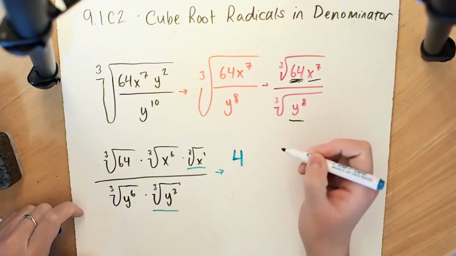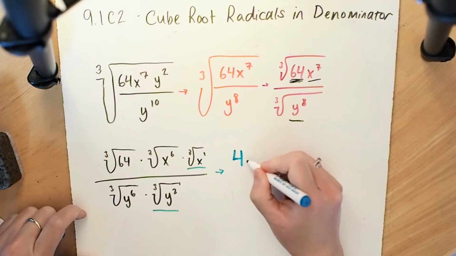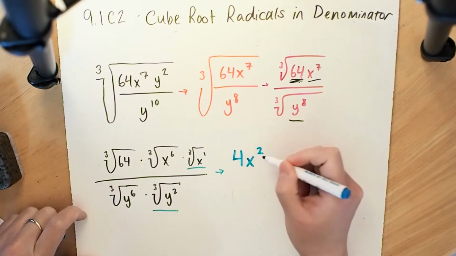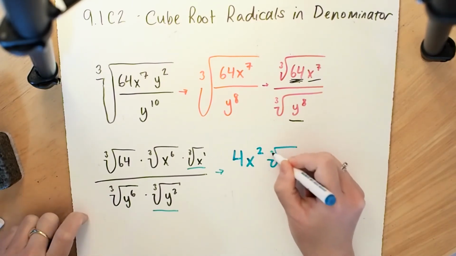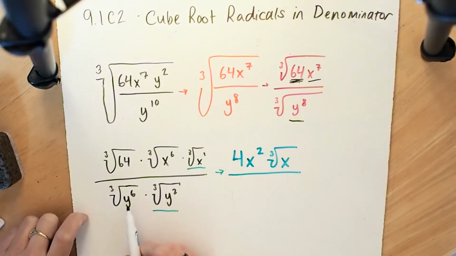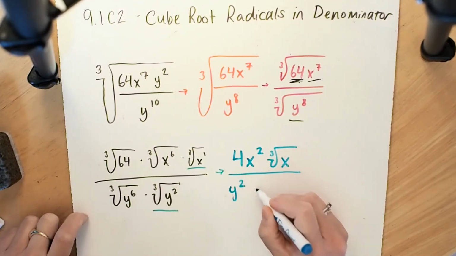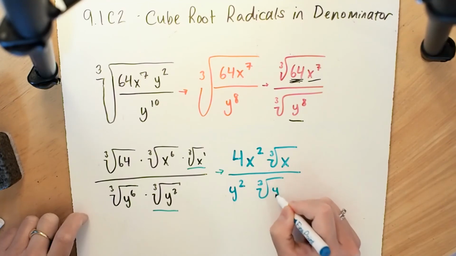Moving forward from here, I know that the cube root of 64 is 4, so that goes to the left on the outside of the radical. If I divide 6 by 3, I get 2, so I have x squared. And then this part here cannot be simplified, so I just have x on the top, cube root of x. On the bottom, again, I have 6 divided by 3. I have y squared times the cube root of y squared.